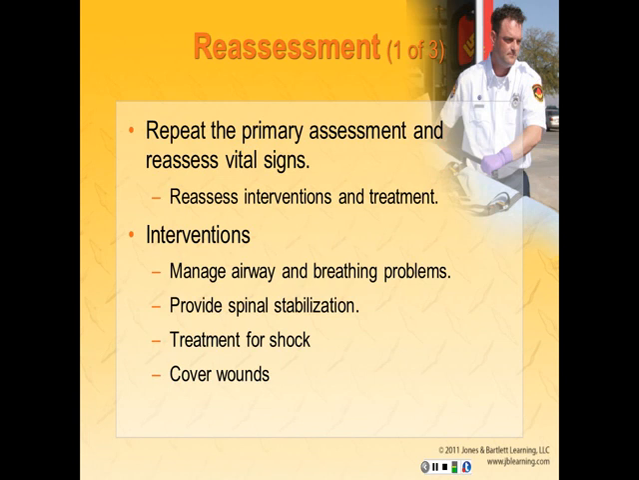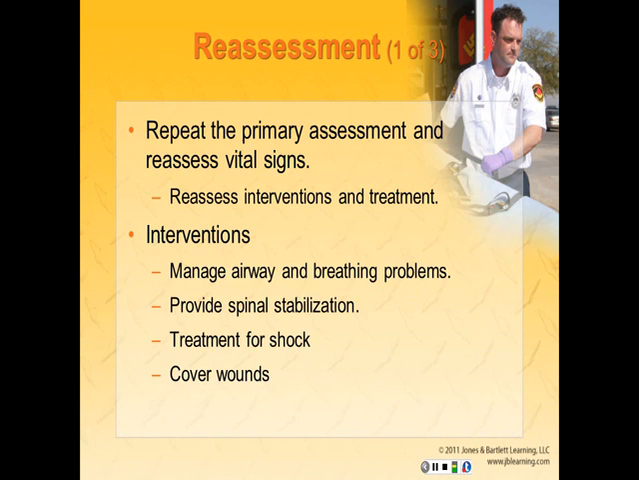Regarding your intervention specifically, manage airway and breathing problems based on the signs and symptoms found during the primary assessment. Provide complete spinal stabilization to the patient with a suspected spinal injury. And if the patient has signs of hypoperfusion, provide aggressive treatment for shock and rapid transport. If an evisceration is found, place a saline moistened dressing over the wound and transport. Never attempt to push eviscerated tissue or organs back into the abdominal cavity.